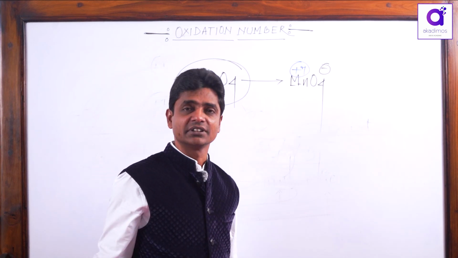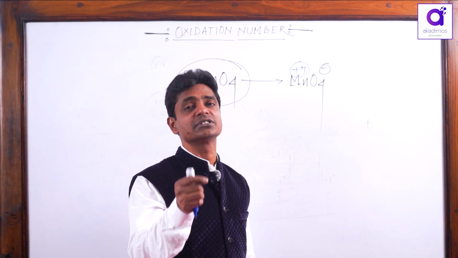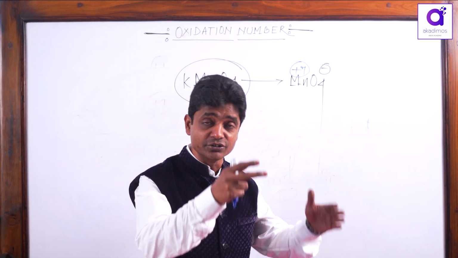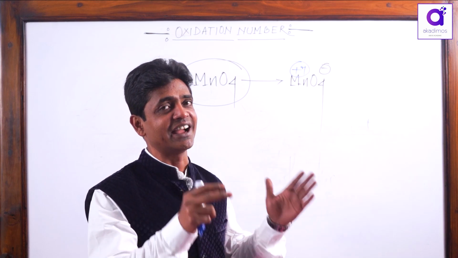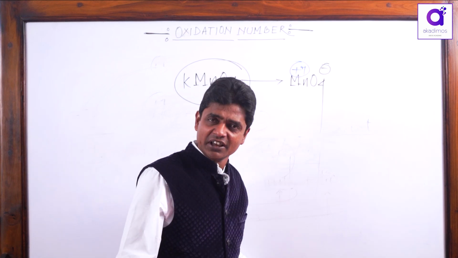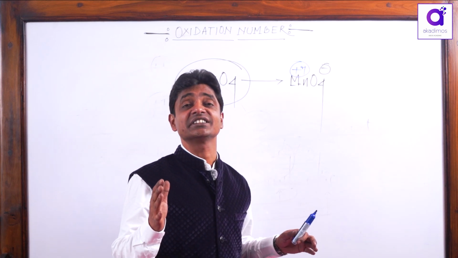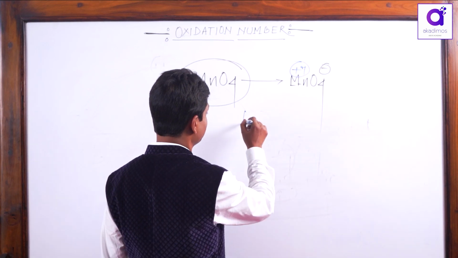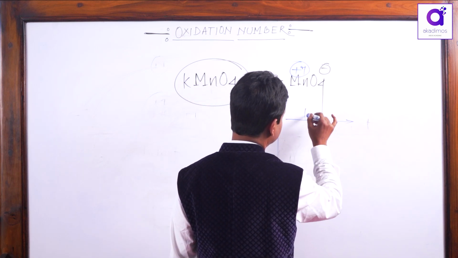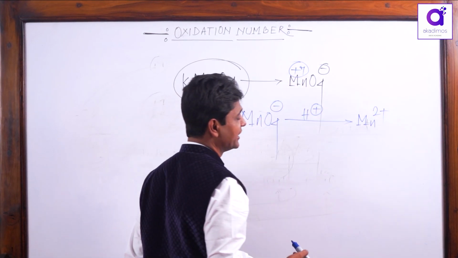In any reaction, the manganese oxidation state of MnO4 minus only reduces, only decreases. That means it itself always reduces in a redox reaction, so it will always act as an oxidizing agent. In our syllabus you will get so many reactions where MnO4 minus acts as a very good oxidizing agent. When the medium is acidic, MnO4 minus reduces to Mn2+ species.